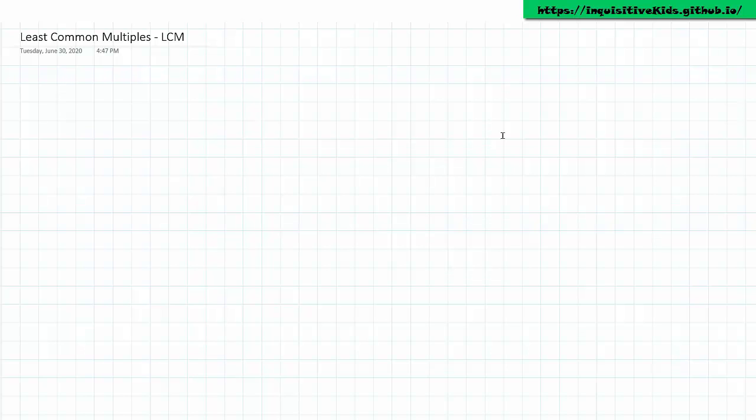In this video, we will be talking about the least common multiple. The least common multiple means exactly what it says. It is the smallest common multiple of two or more numbers. Let's go ahead and look at an example.